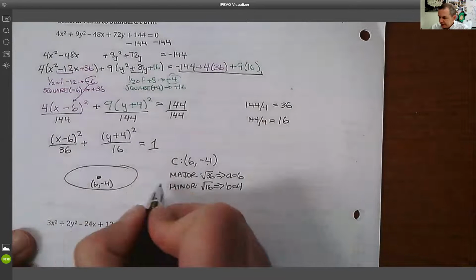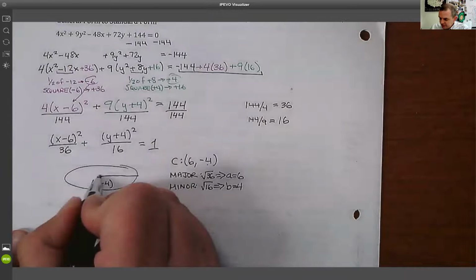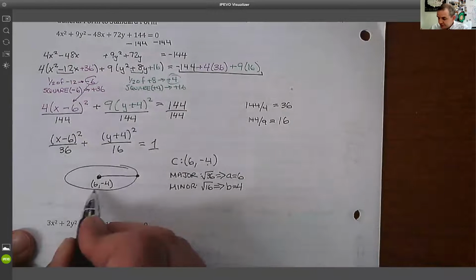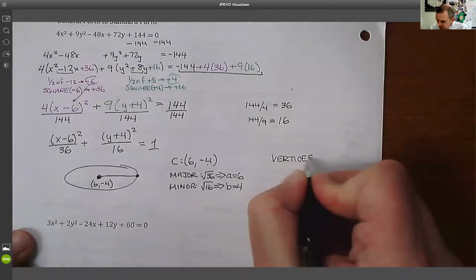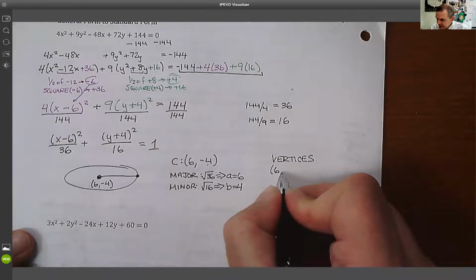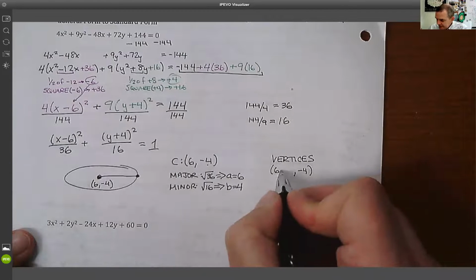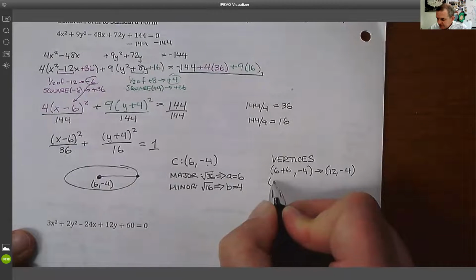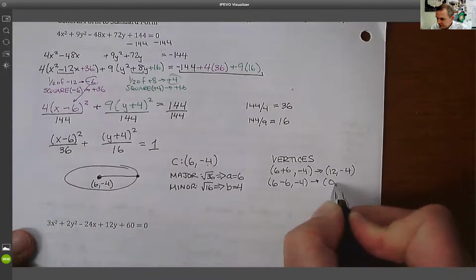And what I can do is figure out the information. If I want to figure out this vertex over here, how do I get from (6, -4) on over? Well, if you think about it, the x is going to change, but the y is going to remain constant. So to figure out my vertices, I take that center, (6, -4), and I add the 6. That tells me one of the vertices is (12, -4). Then I do 6 minus 6, comma negative 4. It's going to tell me my other vertex is (0, -4).